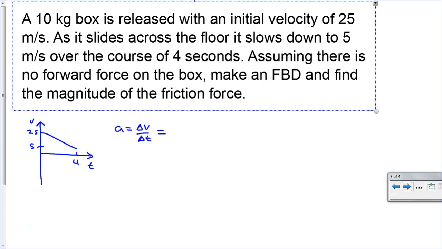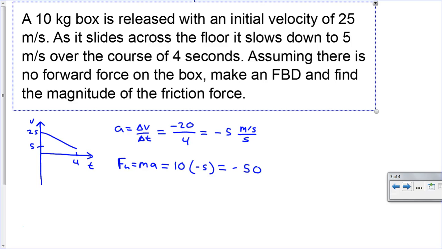Change in velocity here, it goes down by 20 meters per second over the course of 4 seconds. You calculate that and you should get -5. Acceleration has units of meters per second per second. So that is our acceleration. And then when you do F net equals ma, the mass here is 10, the acceleration is -5, and you end up with -50.